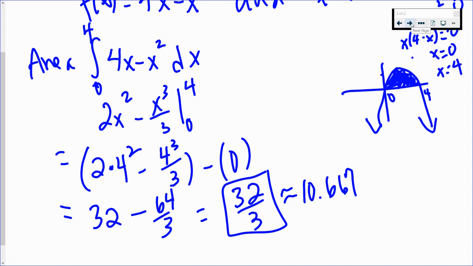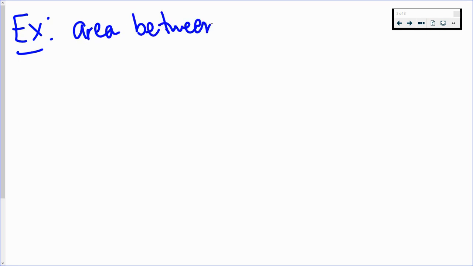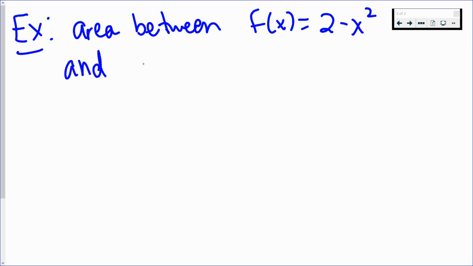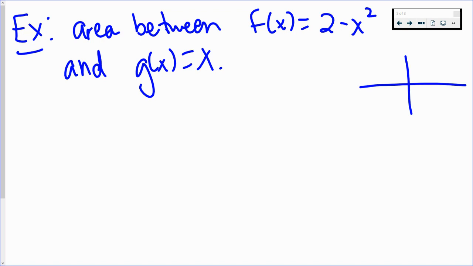Okay, let's try another one that might be a little bit more in depth because we might have to solve for the bounds, and we have 2 different functions as opposed to having the x-axis. So let's say we want to find the area between f of x equals 2 minus x squared and g of x equals x. Okay, first of all, let's think about what these look like. Again, this is definitely a question that might be considered calculator inactive. You can do this one without a calculator. So it's good to know what your functions look like.